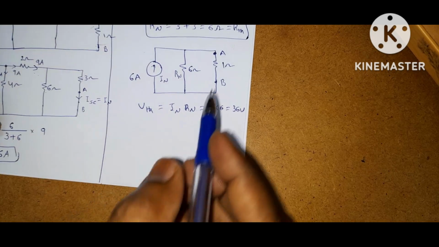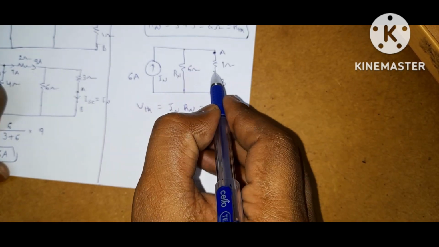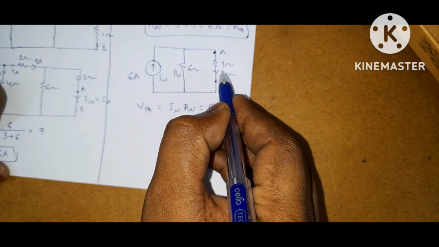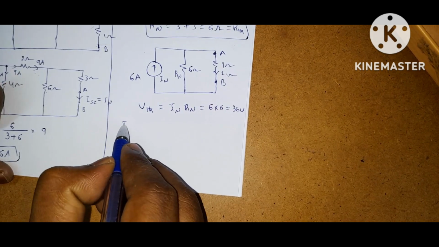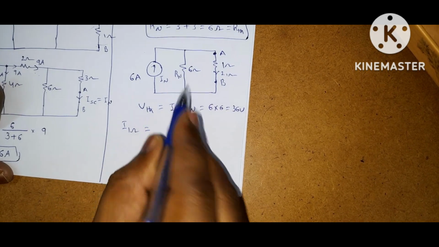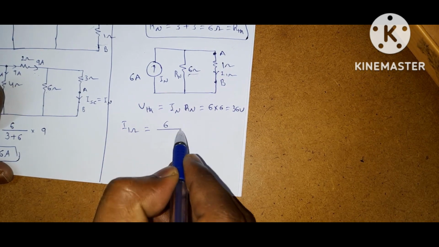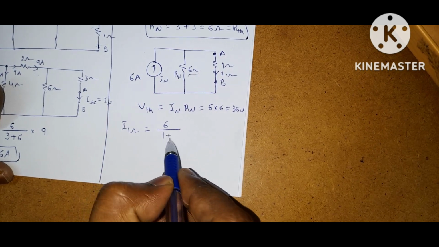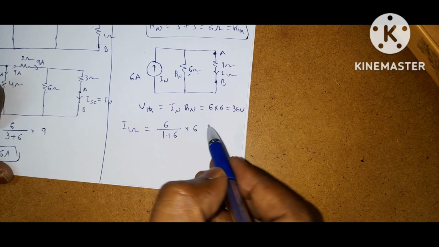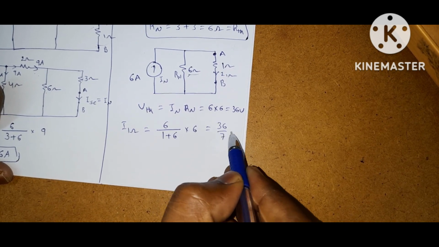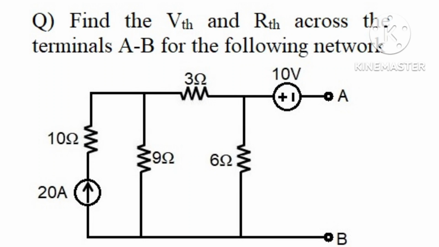Suppose we want to calculate the current flowing through this 1 ohm resistor. By the current division rule, I 1 ohm is equal to the opposite resistance. What is the opposite resistance? R Norton, that is 6, divided by the total resistance 1 plus 6, into 6, which is equal to 36 by 7 amps.